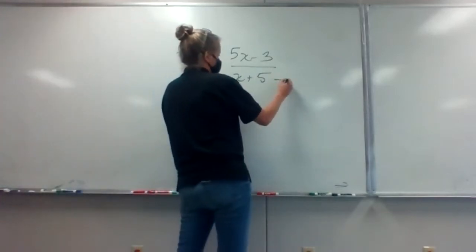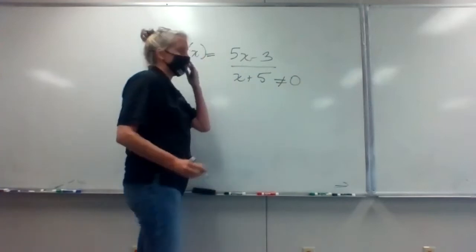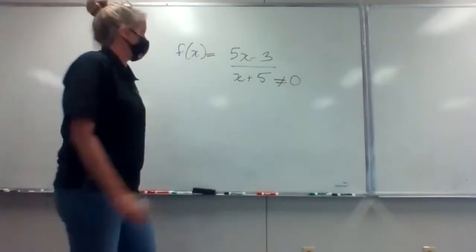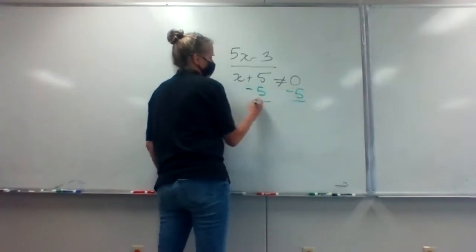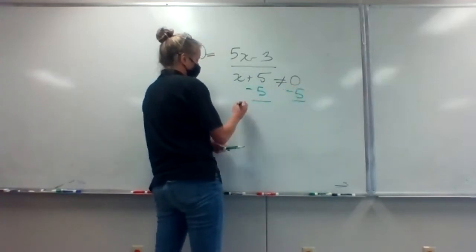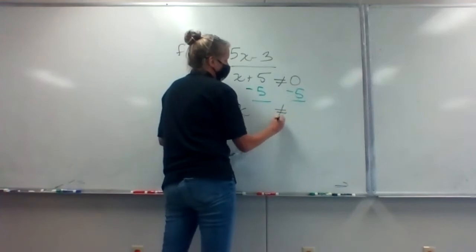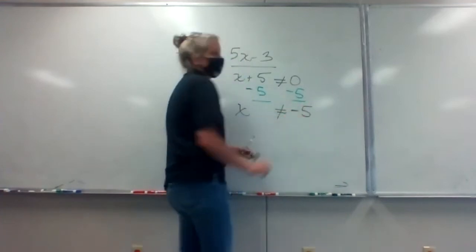Same thing. The denominator can't equal 0. So I'm going to solve it for x. Minus 5, minus 5. So x cannot equal negative 5.